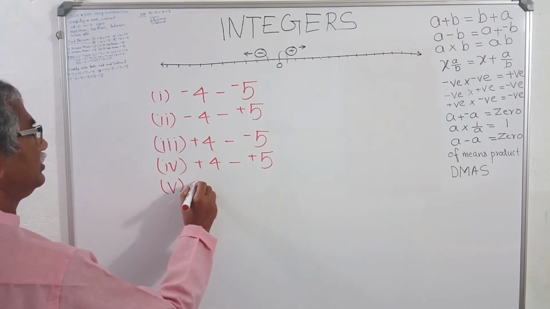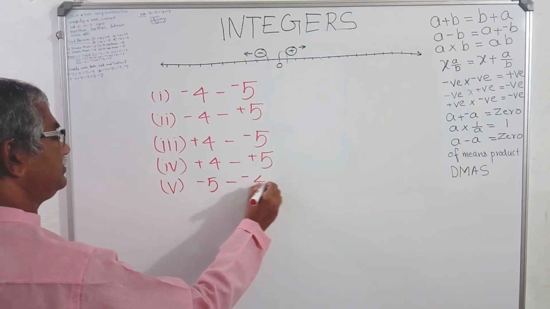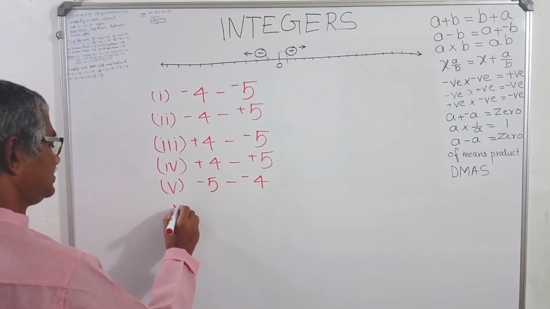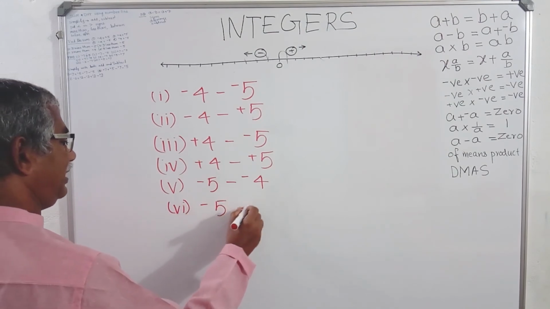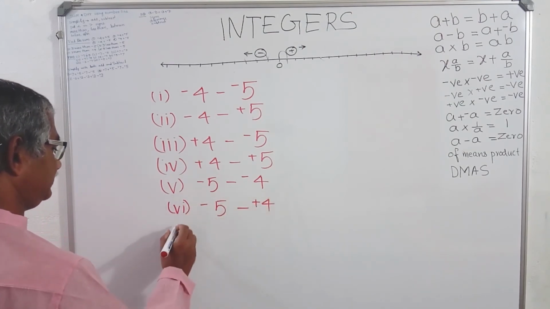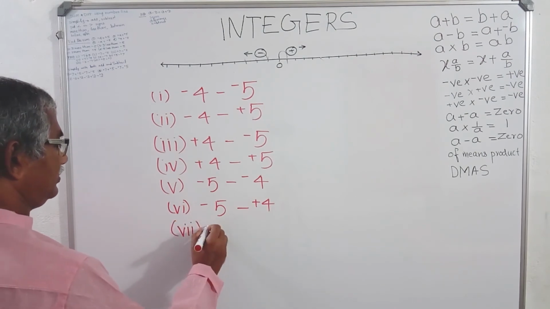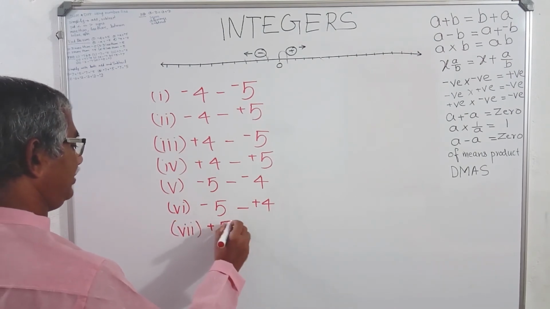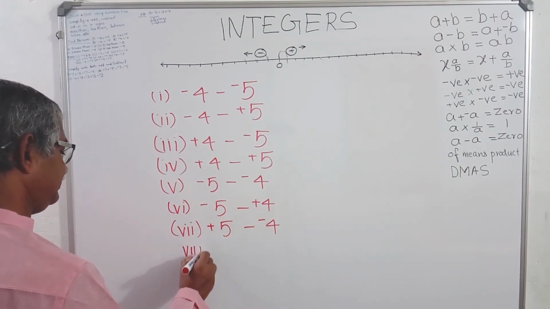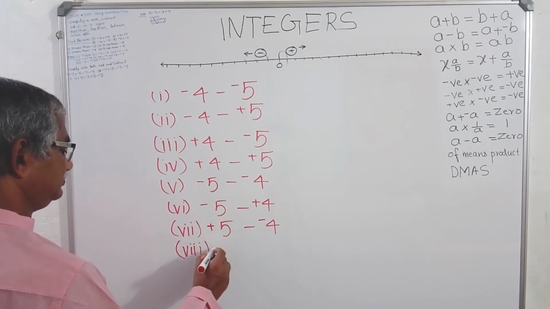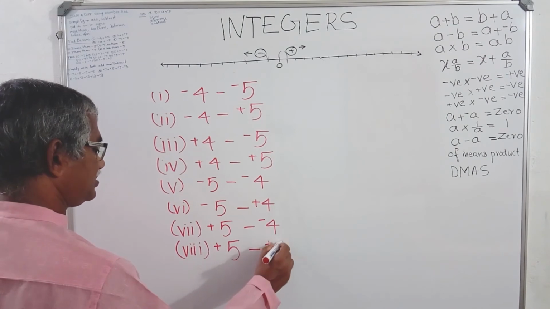Again, negative 5 minus negative 4. Negative 5 minus positive 4. Positive 5 minus negative 4. Positive 5 minus positive 4.